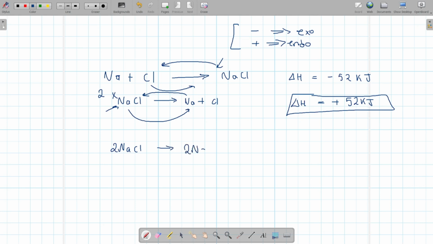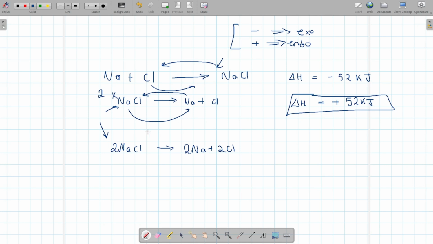gets you 2Na plus 2Cl. Just like in math. You know, in math, when you have x plus y equals 6, you can multiply the whole equation by 2 and get 2x plus 2y equals 12. Okay? So, same thing here. In chemistry, you can multiply the equation by 2 and you get this.